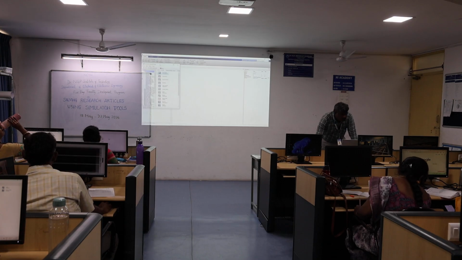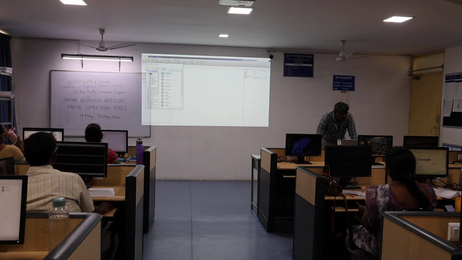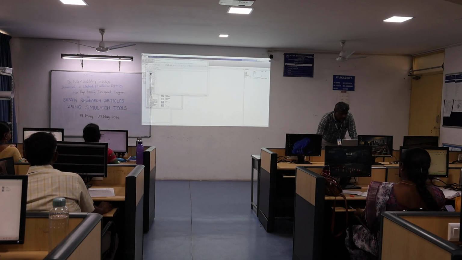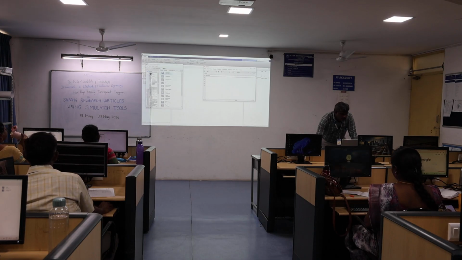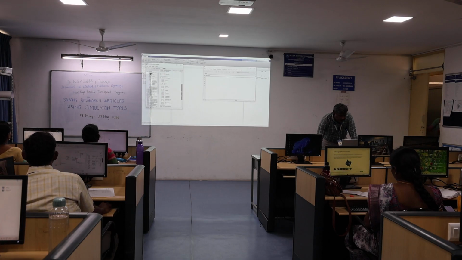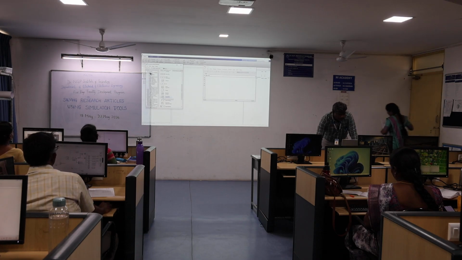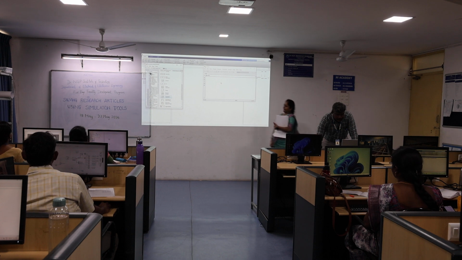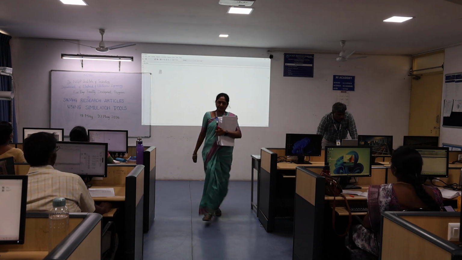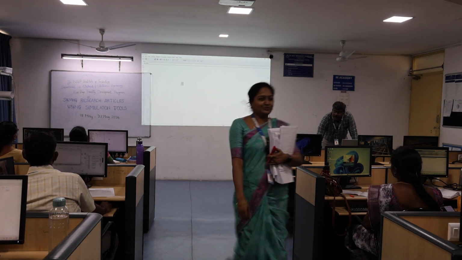Click the Simulink Library Browser, then create a new model. Open the window, then go to Sources. In Sources, you have the Repeating Sequence block. Take the Repeating Sequence block.